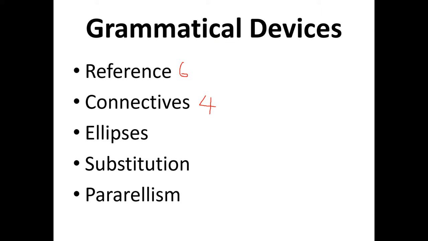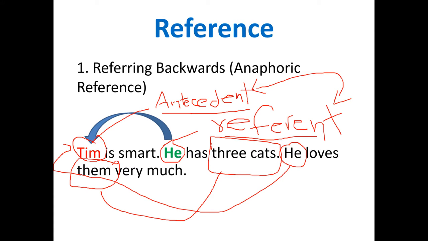So let's look at grammatical devices. Reference, we can use connective, ellipsis, substitution, and parallelism. Reference, we can use the backwards or anaphoric reference. Like, Tim is smart, he has 3 cats. So the word he refers backwards to the word Tim, okay?